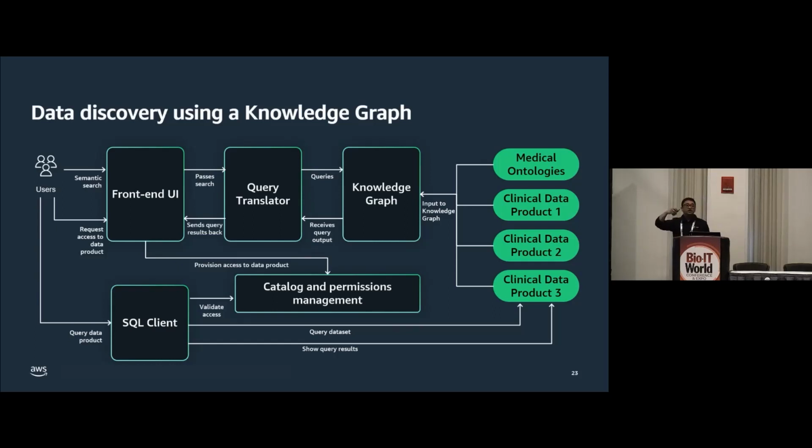Once you have your list of data products that meet your search criteria, you can request permission to them, right? Using your permissions management and your approval workflow, however you want to do it, you provide access to those data products to your data analyst or business analyst. And once they have access to that, they can use any kind of standard SQL client to query that data to get that patient level information that they can use to build the cohort.